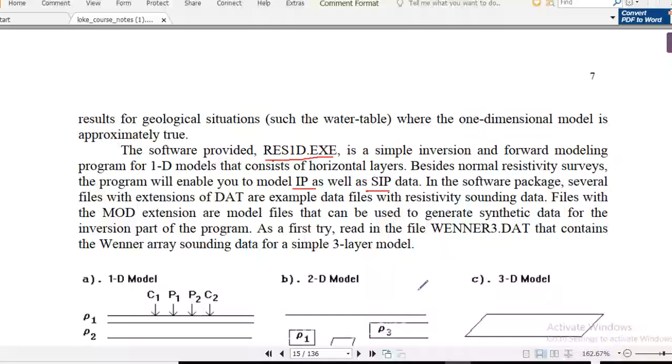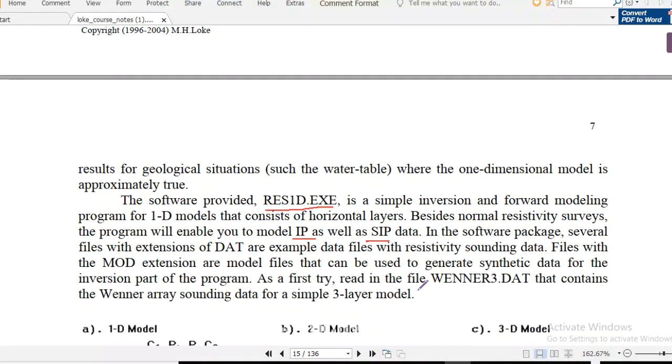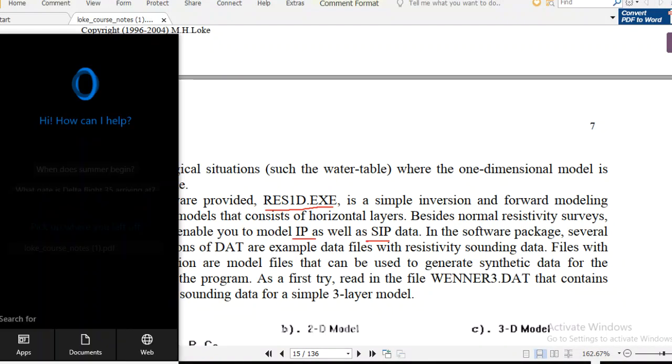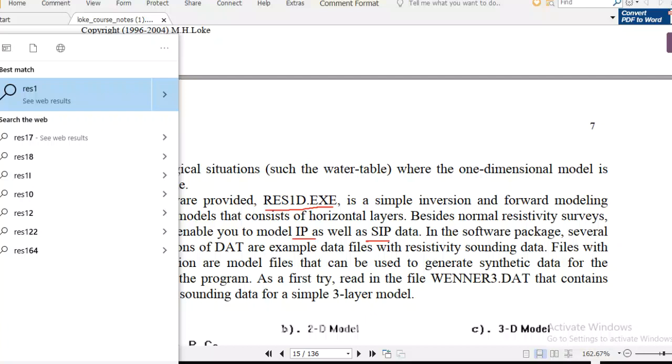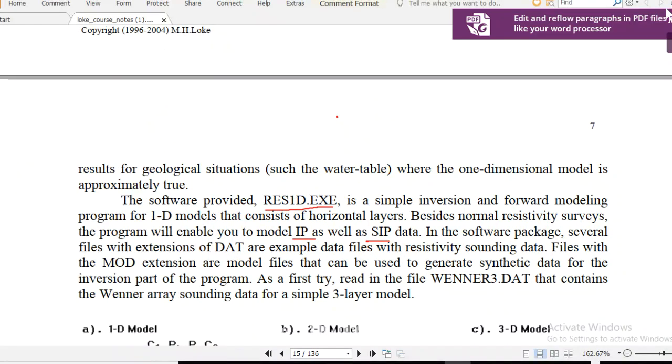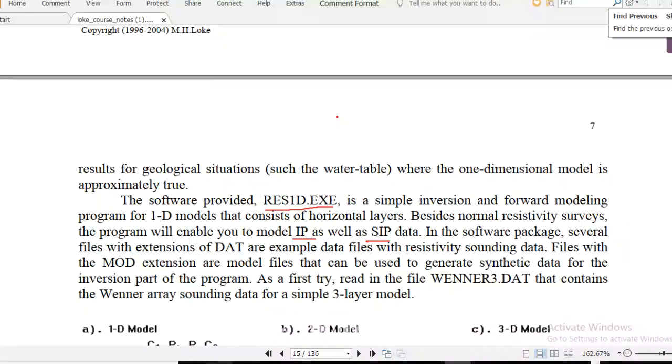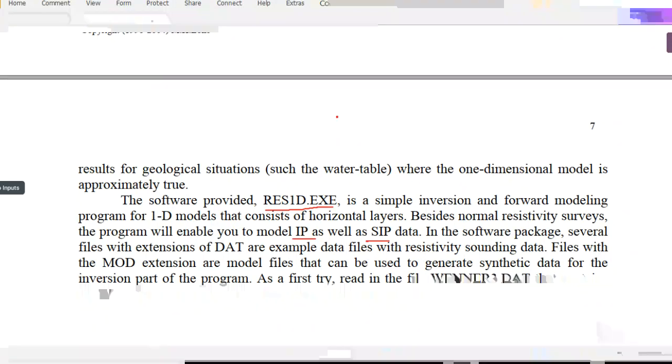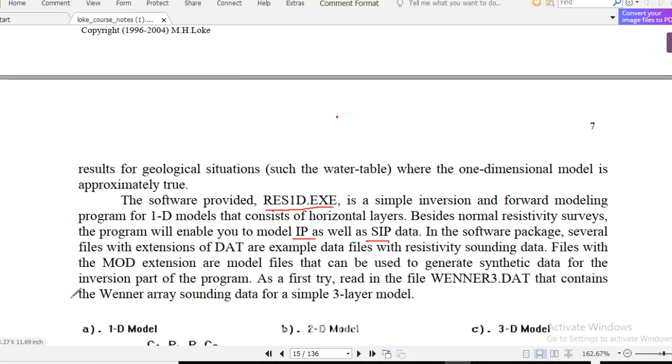So there is RES1D inversion software that can be used to interpret the data. I'll show you this one if you like, but my aim here is to show you about the electrical resistivity technique.